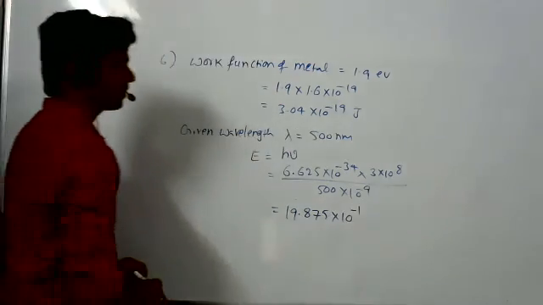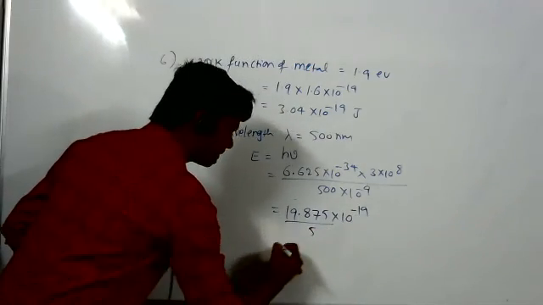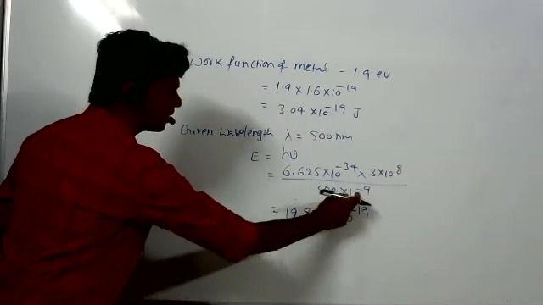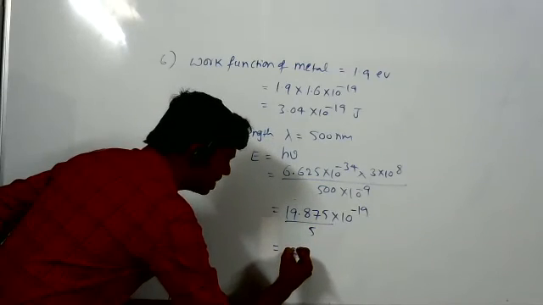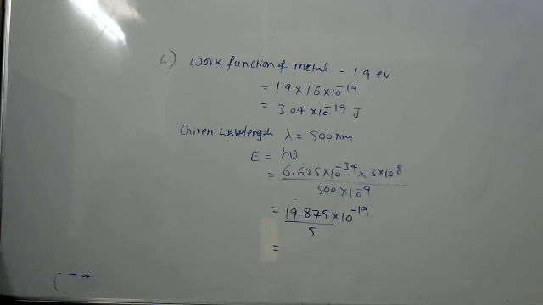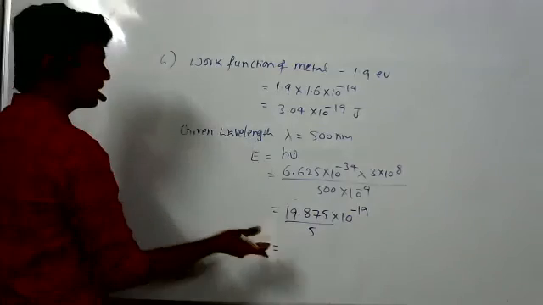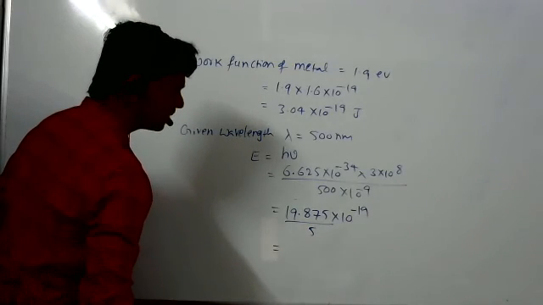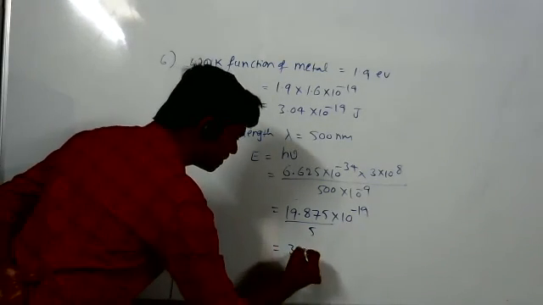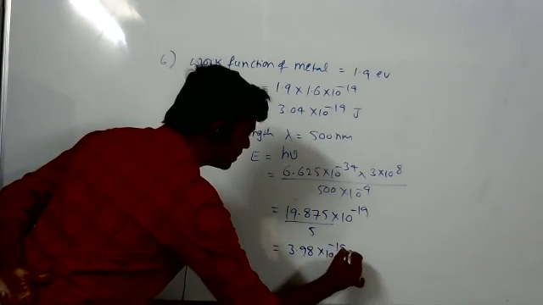Divided by 500, I took only 10 power minus 19. This approximately comes to 4. Are there any closer values among the options? I think there are no closer values; 3.25 and 2.32 are very far. Take the closer value 4, no problem. Otherwise it is 3.98 into 10 power minus 19 joules.